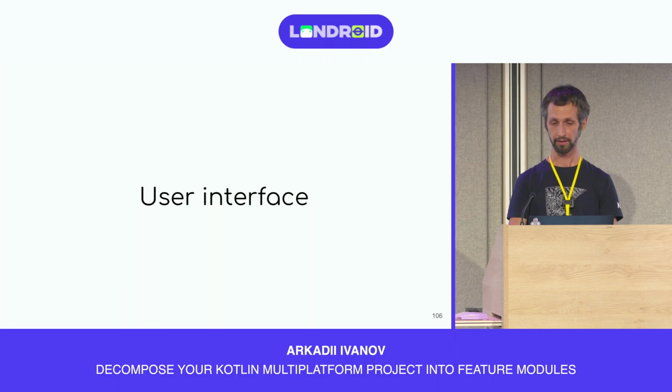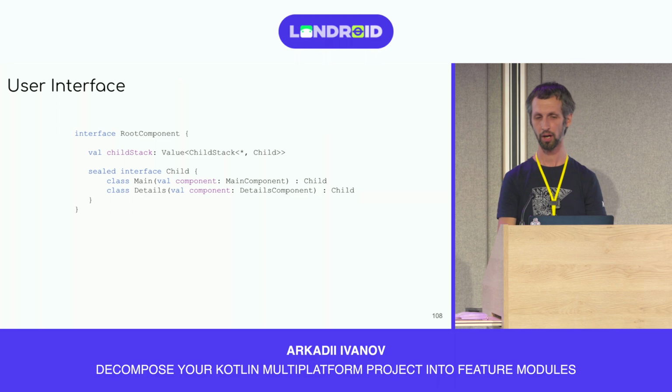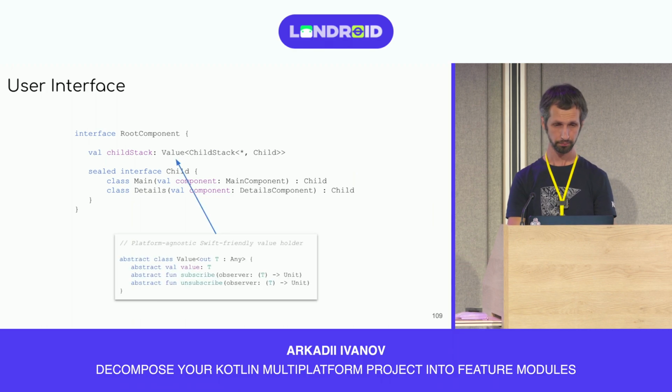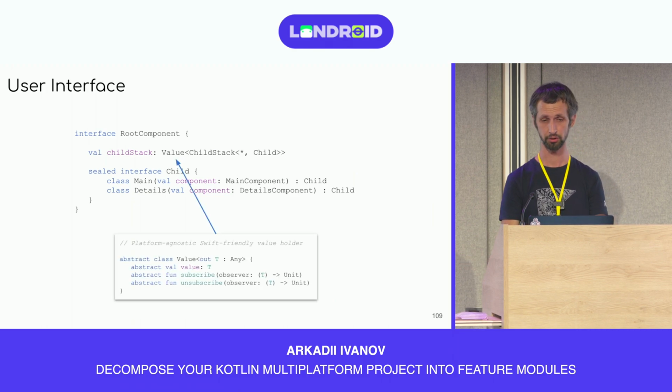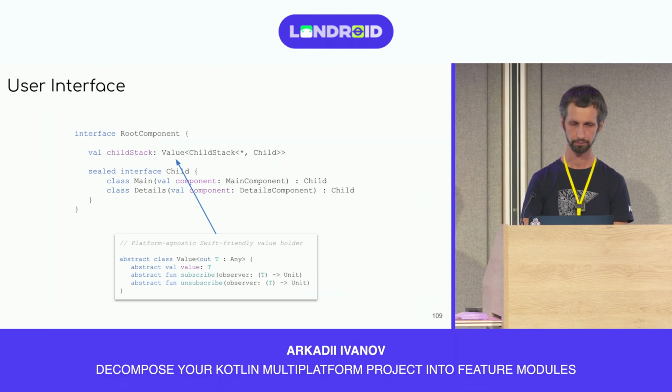But what about user interface? So as I mentioned earlier, the user interface is plugged externally. Components do not depend on the user interface, but the user interface depends on components. And here is an example of how we can display the child stack. So we should expose the child stack state from the component and make it observable. And one of the ways, just one of the ways, is to use Value. It's a Swift-friendly way of exposing stateful observables provided by the library, but you can use coroutines Flow or Rx instead of Value if you like.